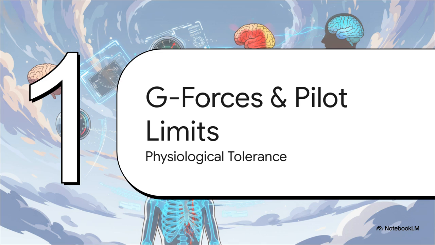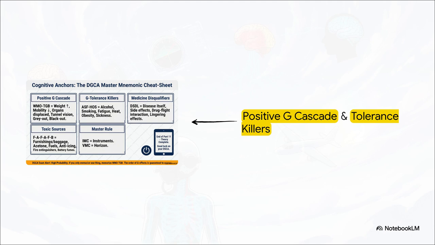Section 1. G-forces and pilot limits, focusing specifically on your physiological tolerance. Now, human cardiovascular anatomy is really built for a 1G head-up world. But the moment you bank that aircraft or execute a sharp maneuver, the physics completely change. Let's look at what actually takes a physical toll on your body when you push those limits. Let's talk about the positive G cascade.